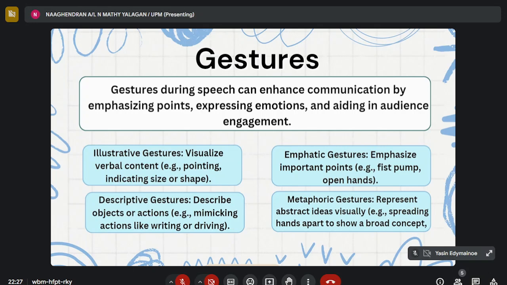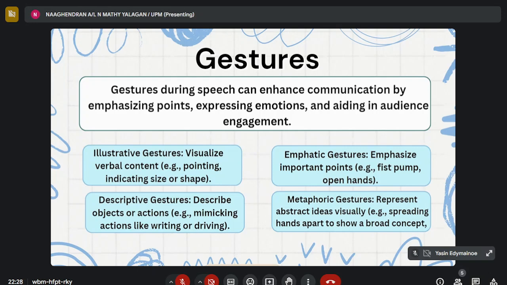The first one is illustrative gestures, which visualize verbal content. A way you can do this is by pointing or indicating size or shape. The next one would be emphatic gesture, which emphasizes important points, for example, a fist bump or open hand. And then the next one is descriptive gesture, which describes an object or action. So let's say you were talking about writing something, or you were talking about your driving, you can mimic the action that you are talking about.